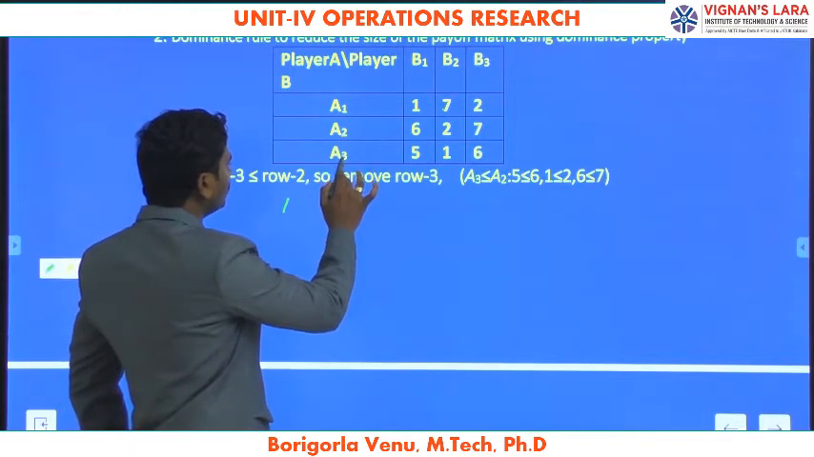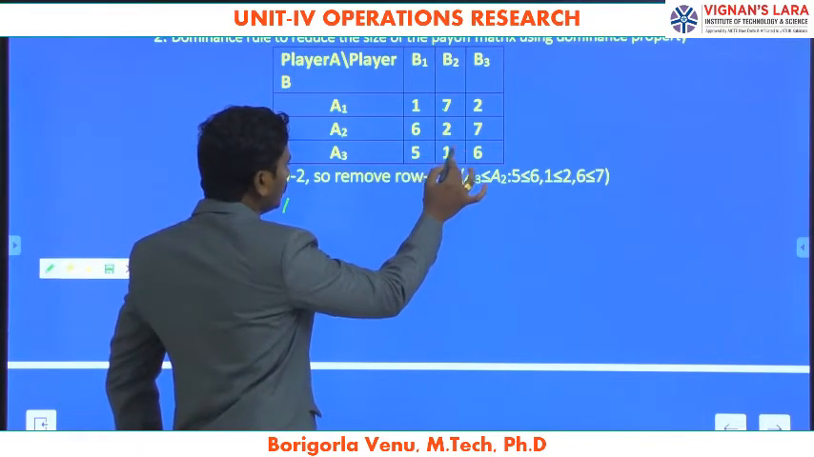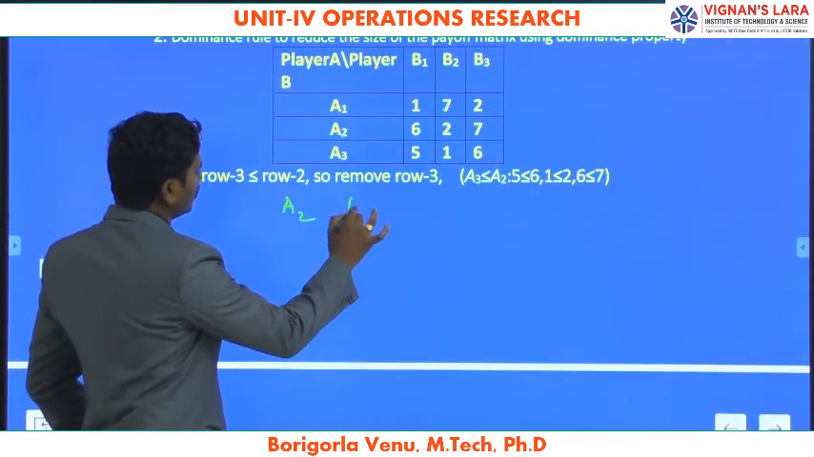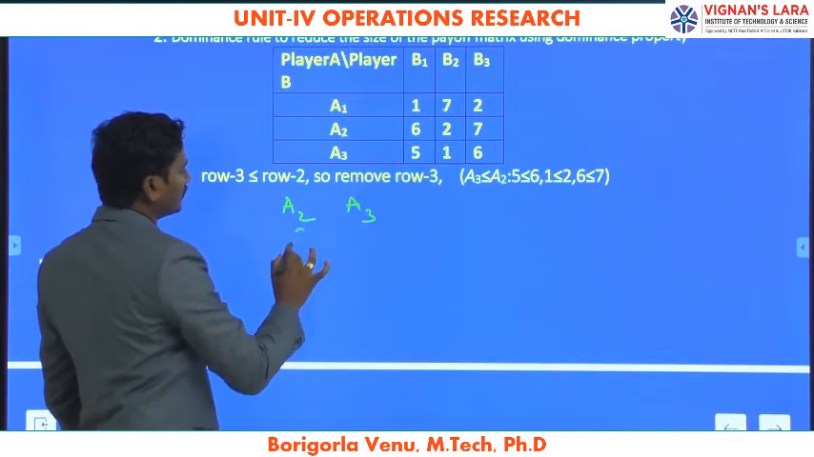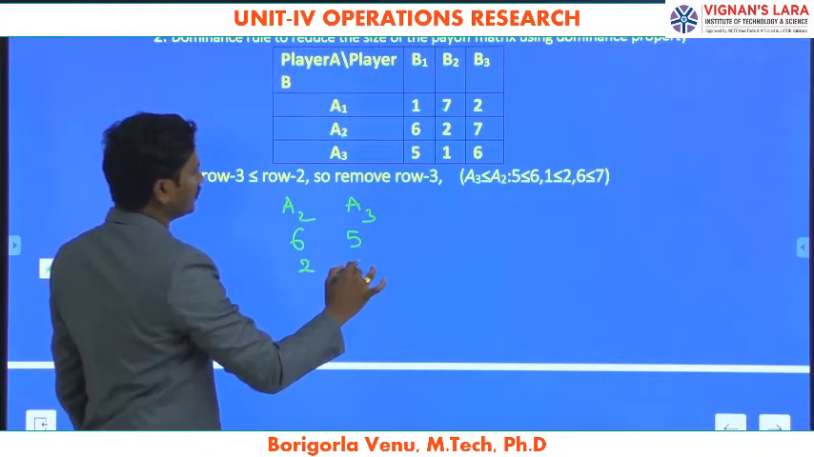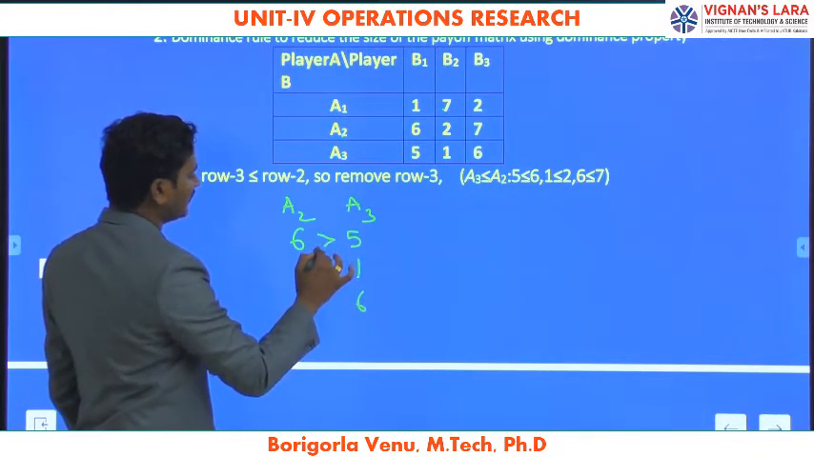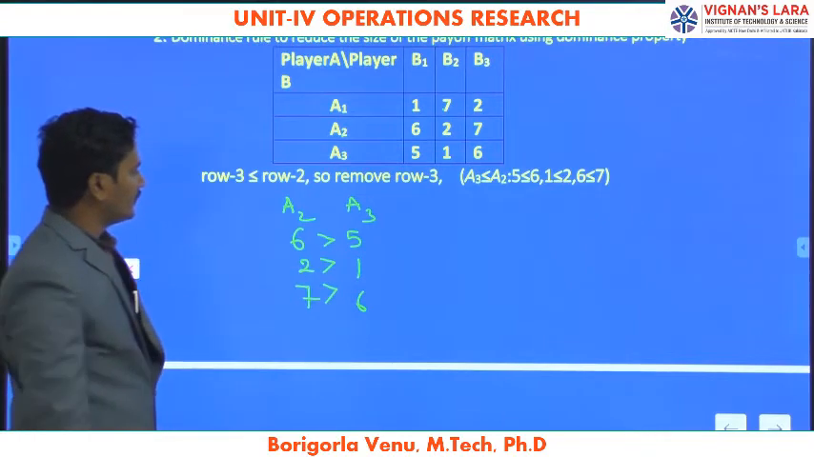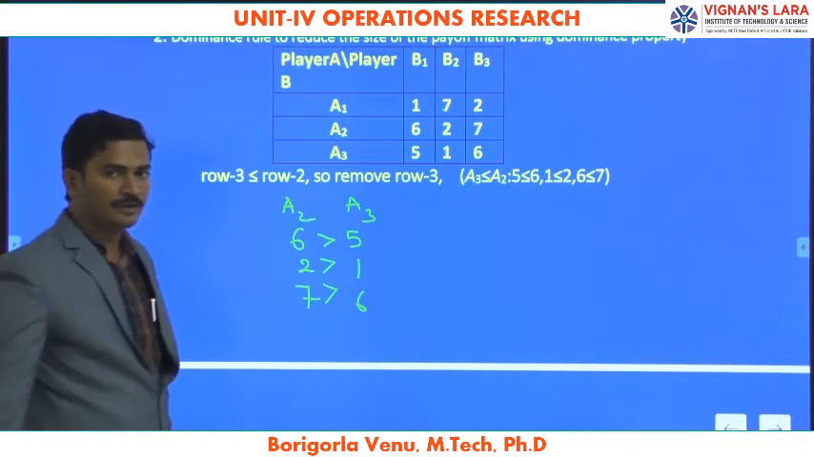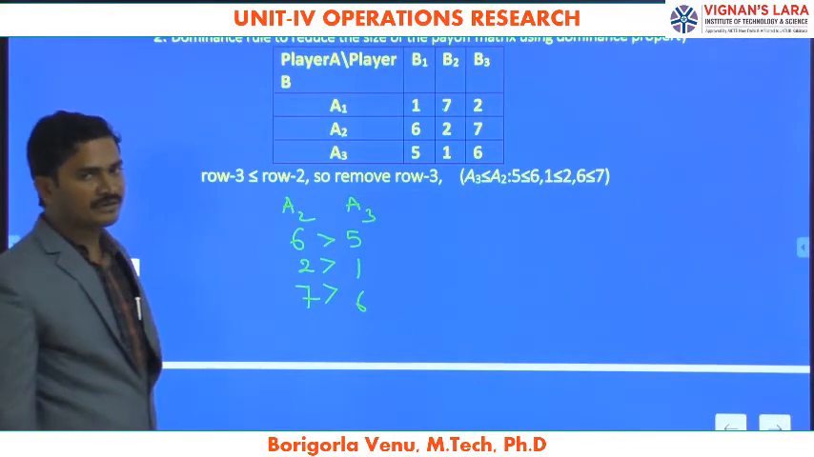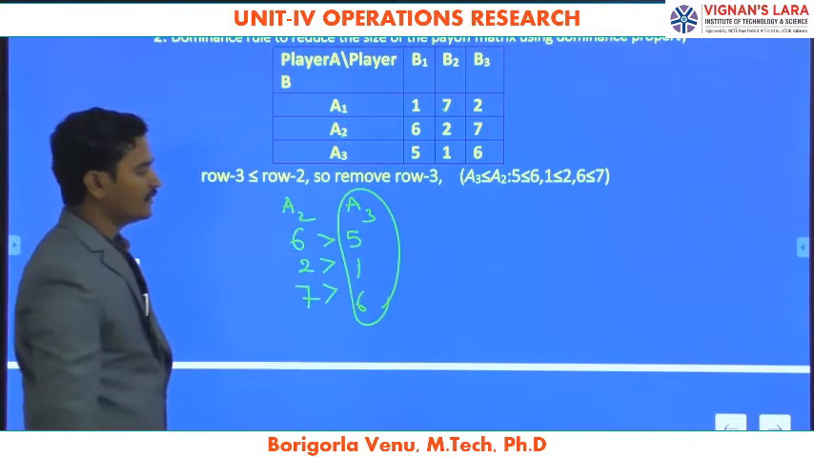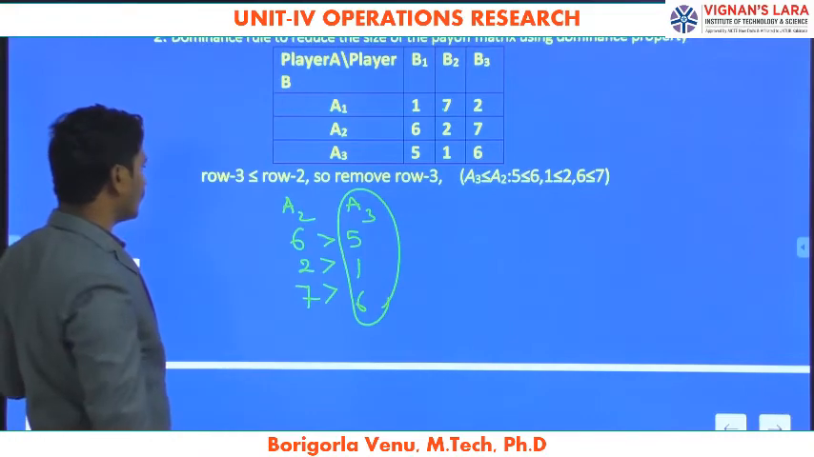Next, coming to A2 and A3: 6, 5, 2, 1, 7, 6. So here we have clear dominance. We compare A2 and A3. In A2 we have 6 and in A3 we have 5. Next, A2: 2, 1, 7, 6. This is greater. So A2 dominates A3, A3 is dominated by A2. It means row 2 dominates row 3. So simply we are going to remove row 3 for further iterations.